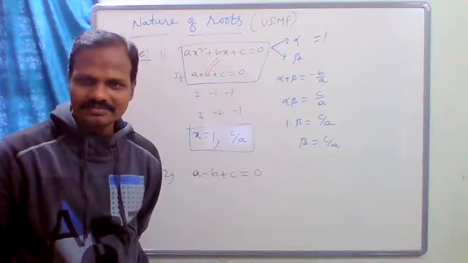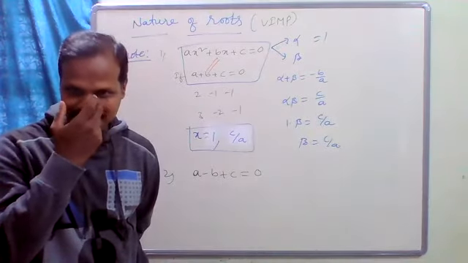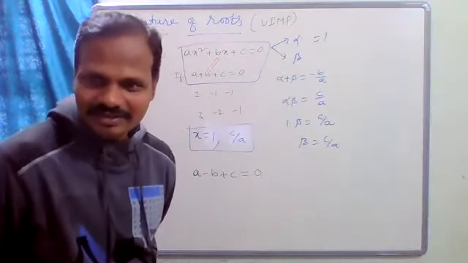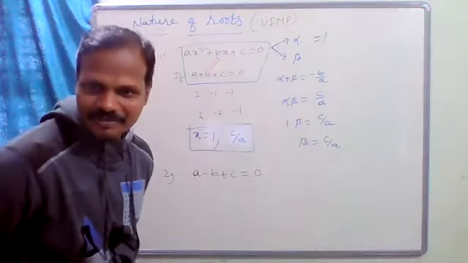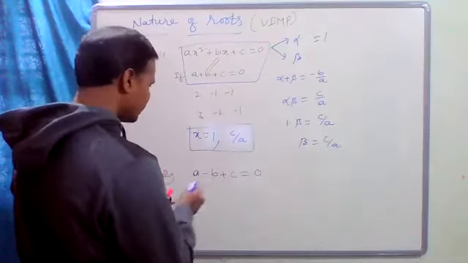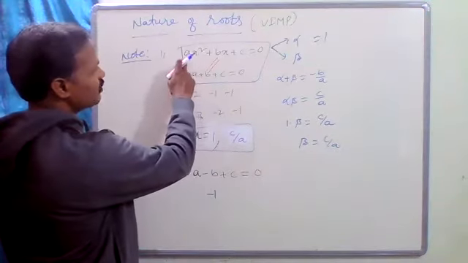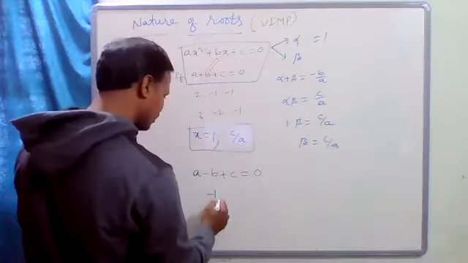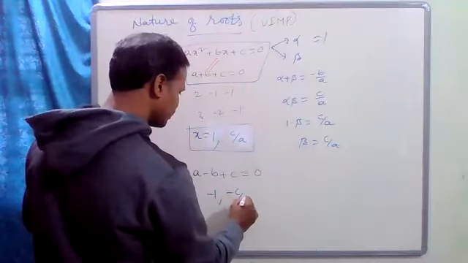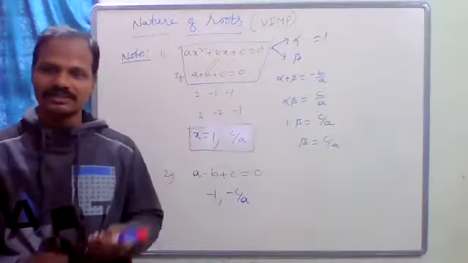Samata. Minus c by a. Why, Samata, did you write minus b by a? So the root is minus 1, because if you substitute x = -1, this is a - b + c. The other root, beta, is minus c by a. Okay, I understood, Samata.